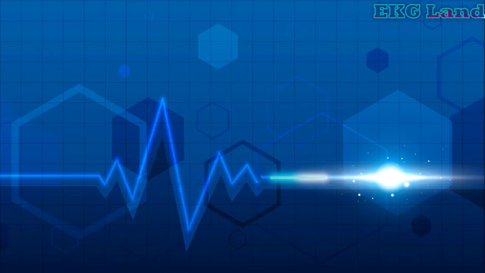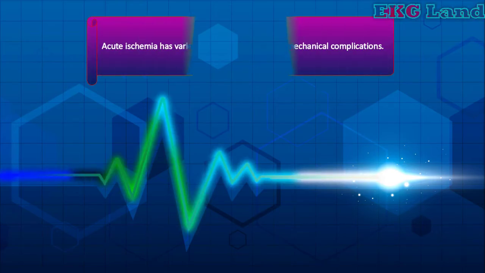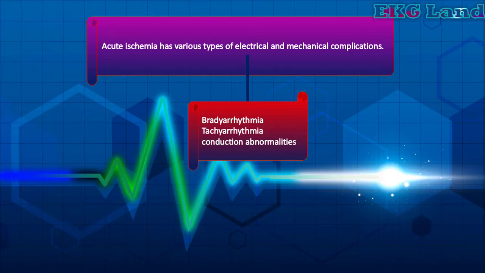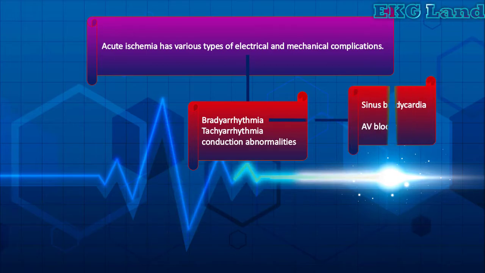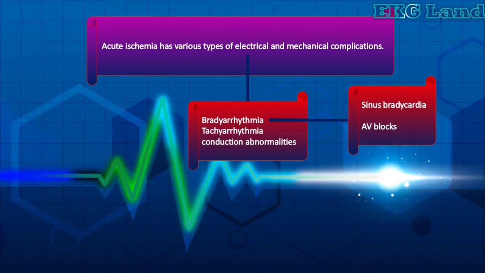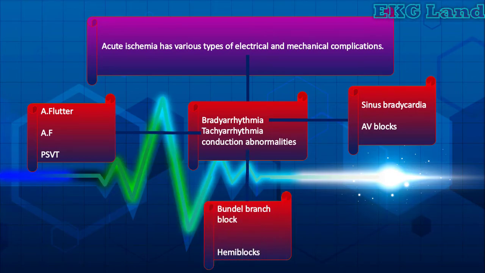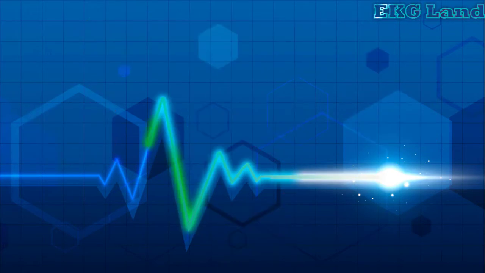Let's go through several important tips. Remember that acute ischemia has various types of electrical and mechanical complications. Bradyarrhythmia, tachyarrhythmia, and conduction abnormalities are well-known electrical complications of acute ischemia. Bradyarrhythmias include sinus bradycardia and heart blocks. Tachyarrhythmias are often atrial flutter and fibrillation, although PSVT may be seen as well. Conduction abnormalities include bundle branch block and hemiblocks. Therefore, in this tracing, atrial flutter, RBBB, and left anterior hemiblock may be thanks to ongoing acute ischemia.